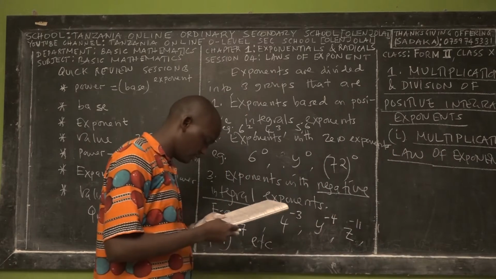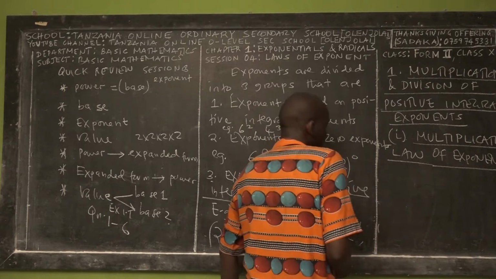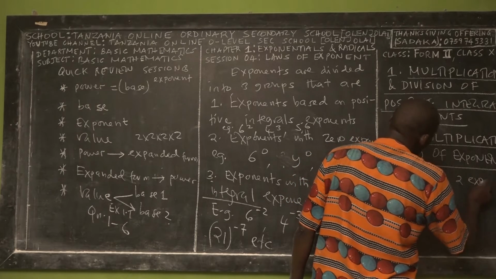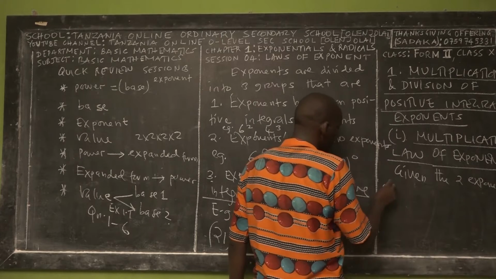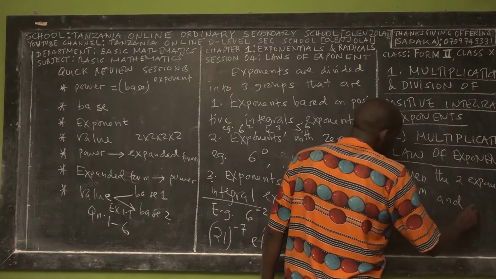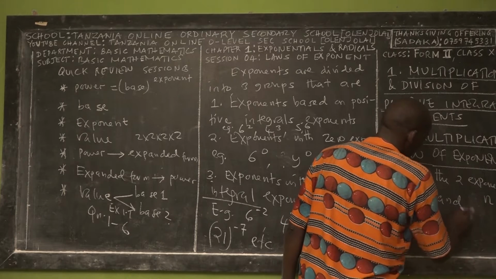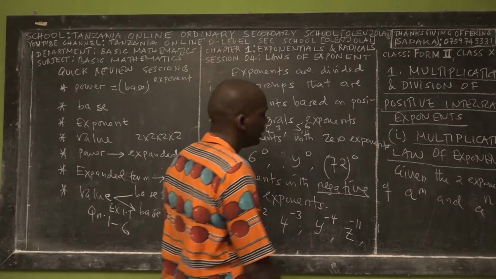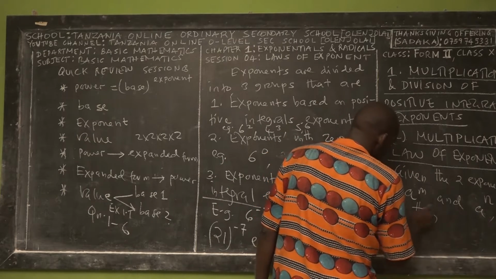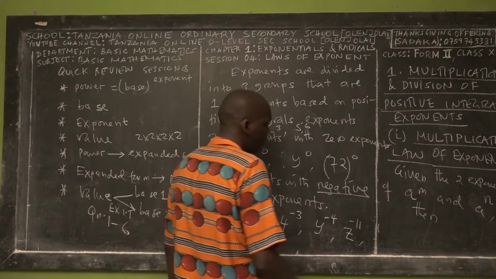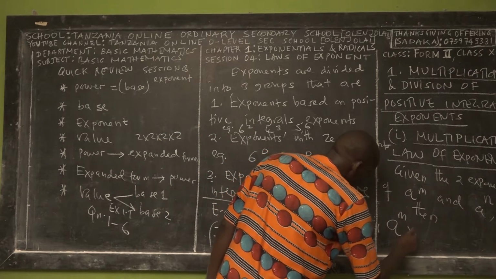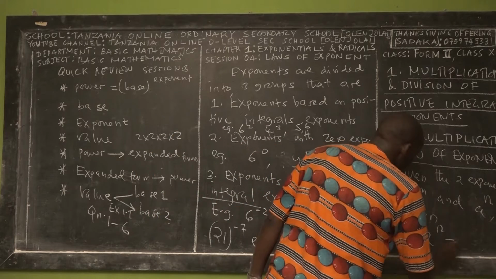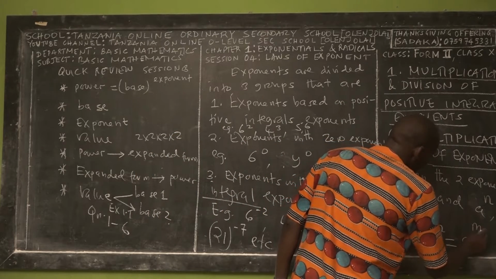The multiplication law of exponents says that, given two exponents, a power m and a power n, if we take a power m and multiply with a power n, under the condition that they have the same base, the law states that it is equal to a power m plus n.